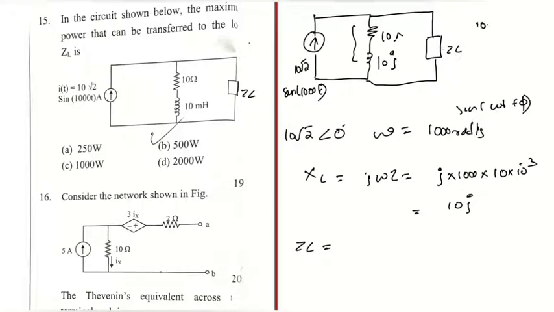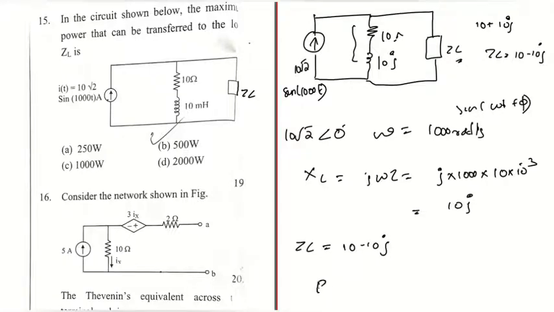So the total resistance is 10 plus 10J. For maximum power transfer, the impedance should be the conjugate of this impedance, that is 10 plus 10J's conjugate should be our ZL. So ZL is equal to 10 minus 10J. Okay, so 10 minus 10J is our ZL. Now we have to find out the power that is transferred to ZL, right?